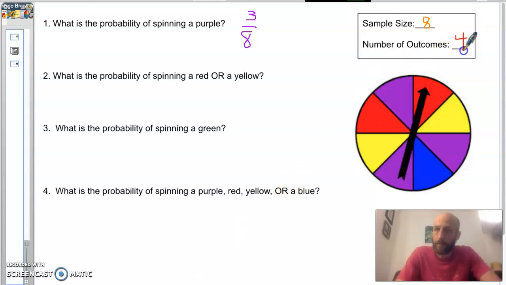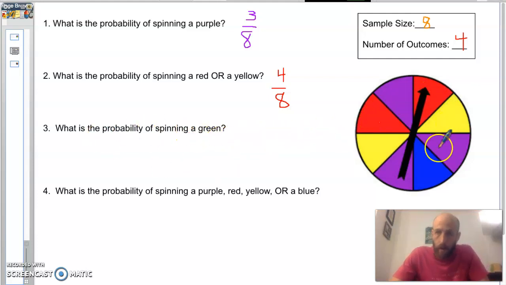Okay? So the probability is 4 out of 8. Notice how the sample size stays the same for the spinner. That means if I spun it 8 times, I would get a red or a yellow 4 of those 8 times. What is the probability of spinning a green?